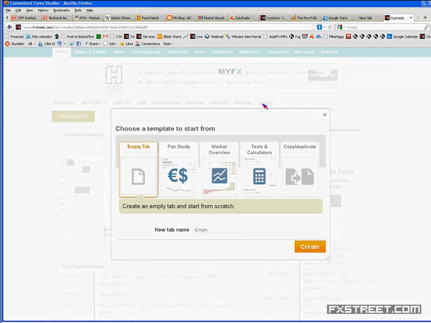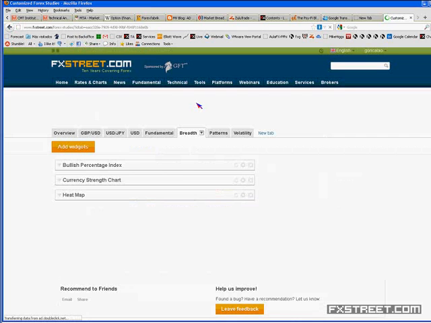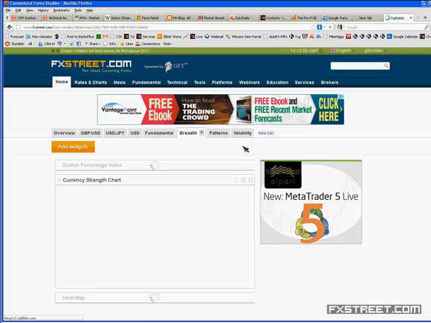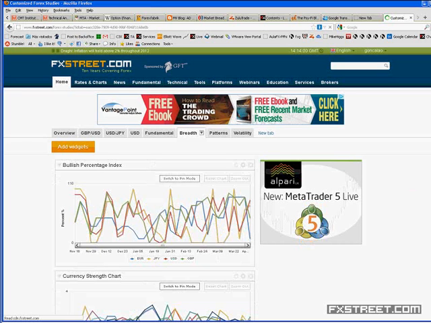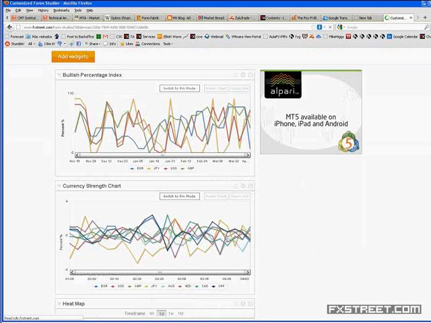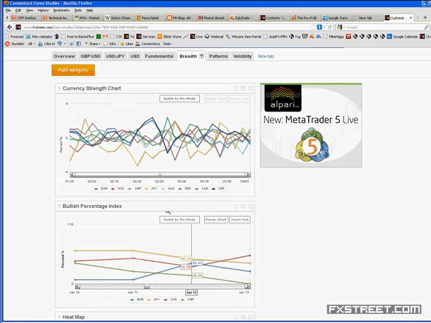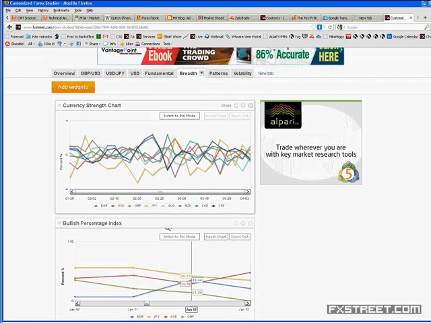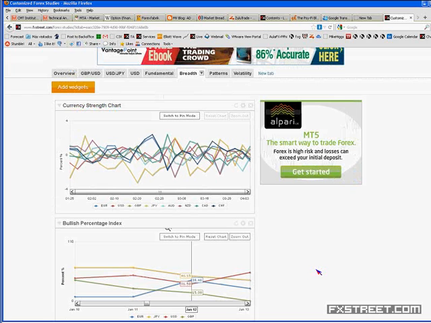In that case, let's create a new tab perhaps. I think I have one with breadth. I don't need to create it, I just created this breadth tab not long ago, and here we have two of the tools that we are currently displaying, where you can see strength. Perhaps I will put that one first and explain after what the bullish percentage index is. We have the currency strength chart.